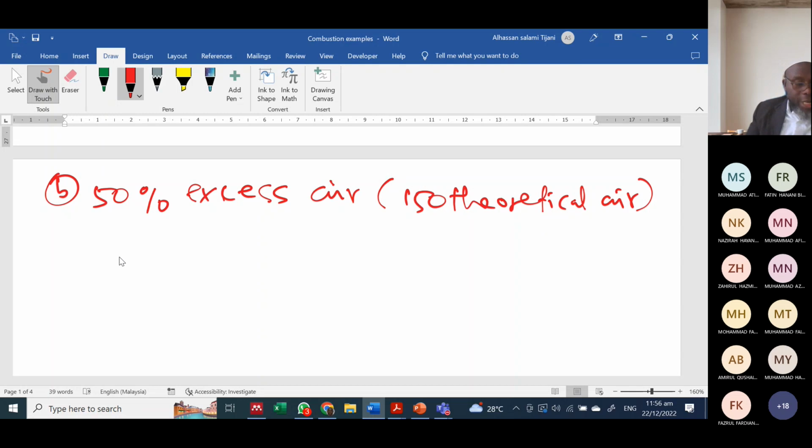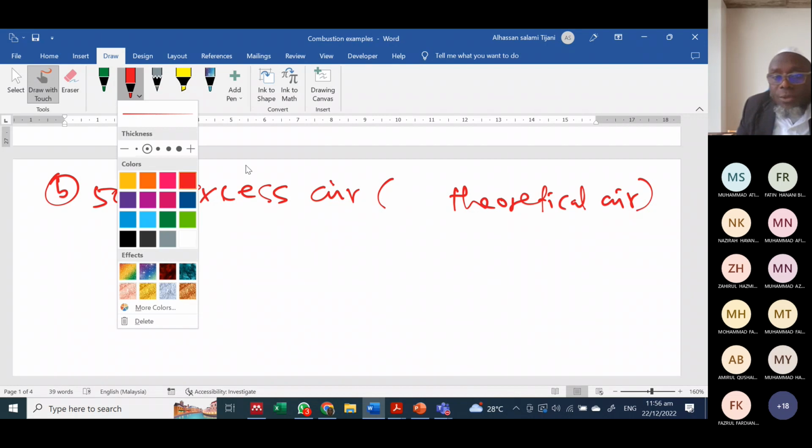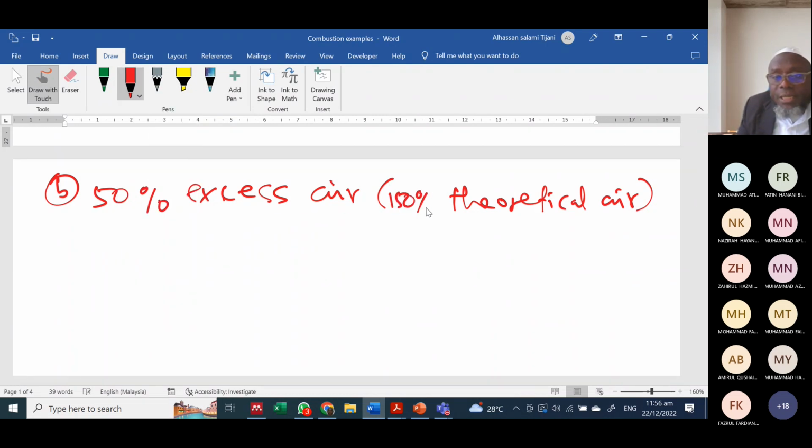Okay. So now, one thing you should also know. This 50% excess air, I've told you this is 150%. Sorry, it should be 150% theoretical air. And this is the same as 1.5, the same as 1.5 air.